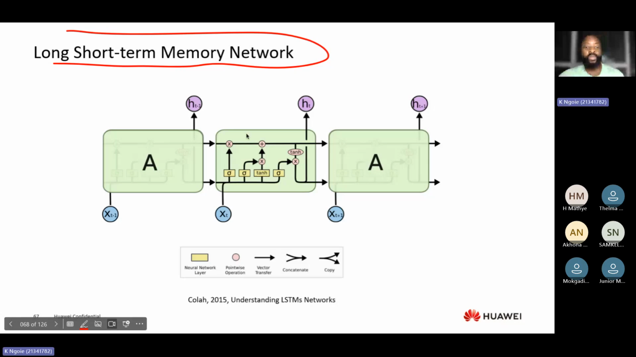Okay, and then we also have what we call the gates. The gates will be used to control the flow of information in and out of the memory cell. So these are the gates here, which will be used for that. We have an input gate, which controls new information that is added to the memory, and then we have output gates, which control the information that goes out of the memory.